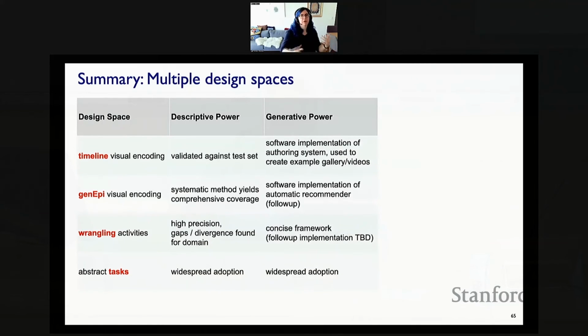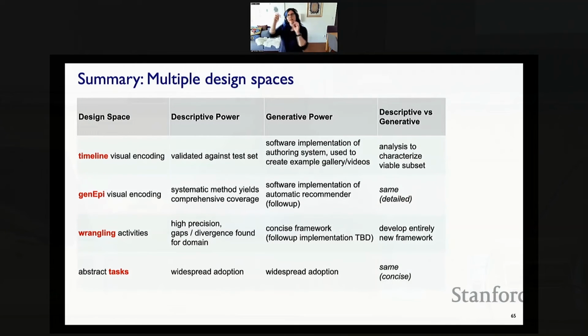Now for generative power, for two of these, we built. One we built in the paper itself, one we built as an implementation in a follow-up paper, the third we plan to build. So this idea that you could use a design space as the basis for some sort of software implementation. And then there was quite a bit of usage of the abstract task typology when people were doing design-focused visualization projects after that was published.